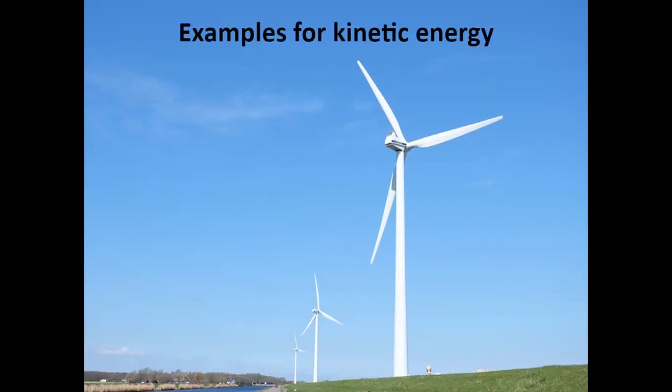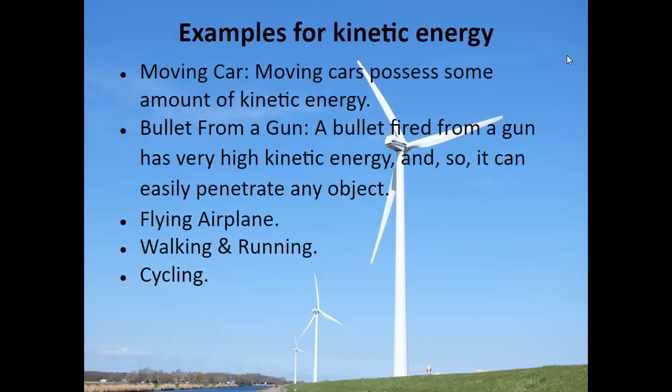Examples for kinetic energy. Moving car: when the car starts to move, because of that motion, because of that movement, the car gets the energy. That is known as the kinetic energy. Second one, bullet from a gun. When the bullet is fired from a gun, because of that motion, the bullet gets the energy. That is known as the kinetic energy.